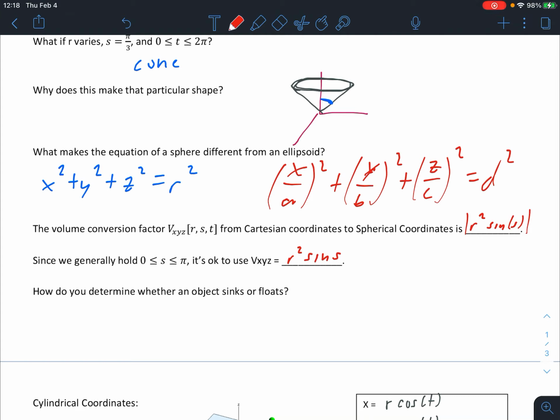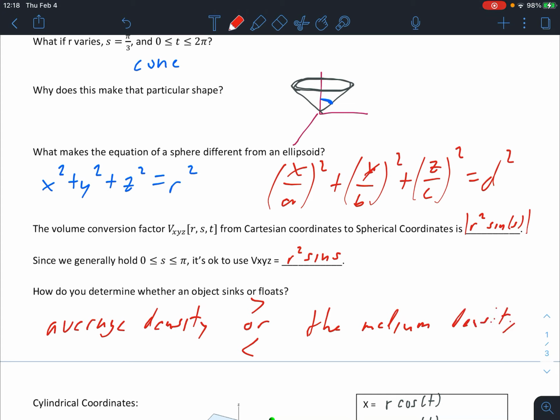Last thing on this page, how do we determine whether an object sinks or floats? Well, just like you've probably taught in other classes before, you look at the density. You want to think about its average density. Is the average density greater than or less than the density of the medium? More dense objects will sink, less dense objects will float.